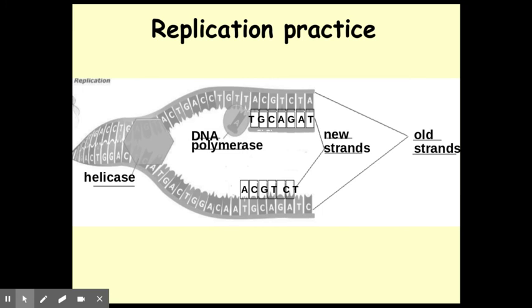When you look at this picture, you can see that there is a helicase here on the left-hand side, which is a hexagonal shape in this case. That's unzipping the DNA. And then you have your DNA polymerase that's building your strands back together. Then you have your two new strands in the center part, and the two old strands on the outside part.